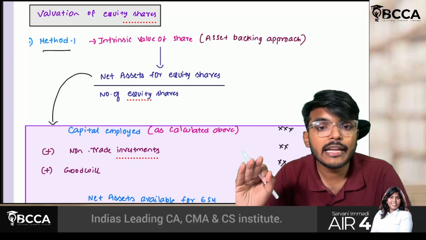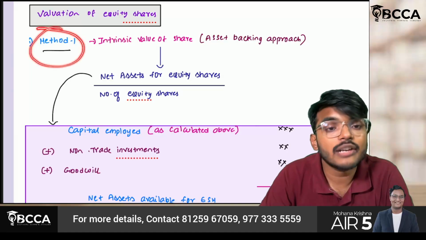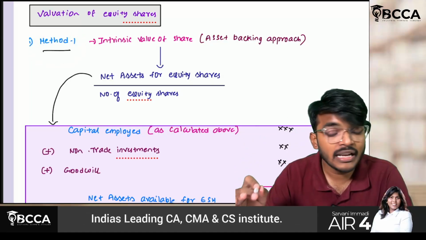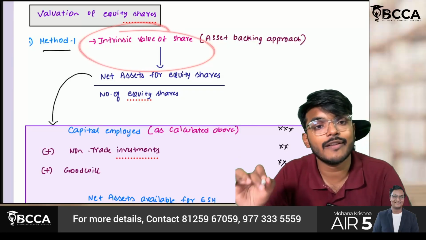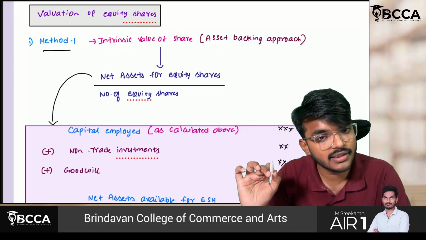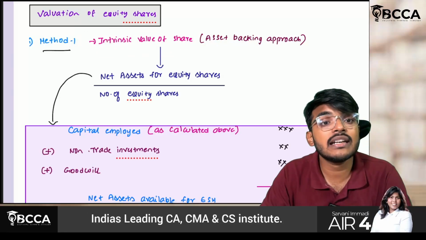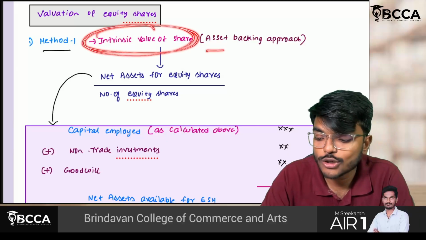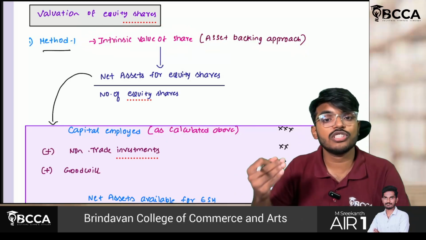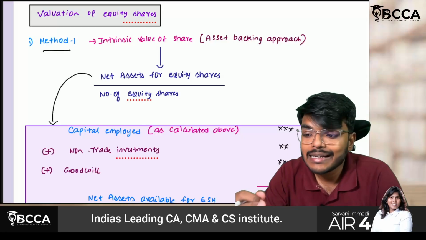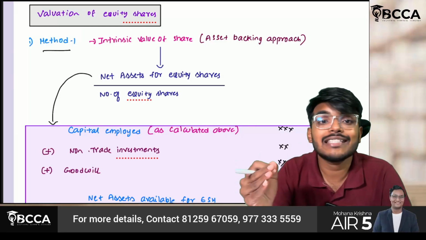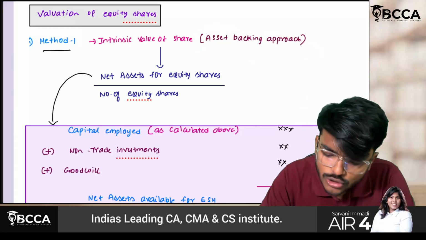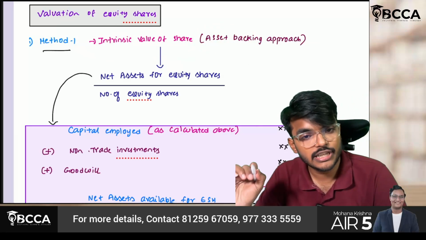But without making any further delay, let us directly start with method number 1, which is super important from examination perspective. 90% chances they will ask this intrinsic value of the share method only. Sir, this intrinsic value of the share is also known as asset backing approach method, because you are calculating value of the share based on the net assets of the entity. Therefore, this is also called as asset backing approach, also called as intrinsic value of the share.